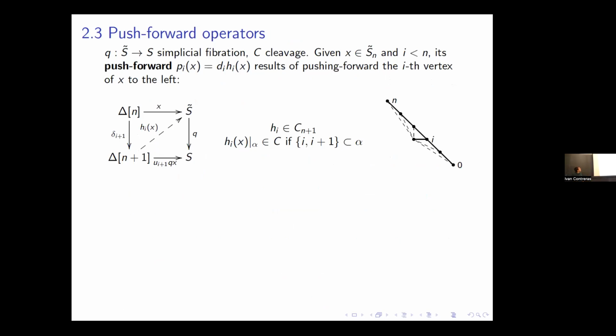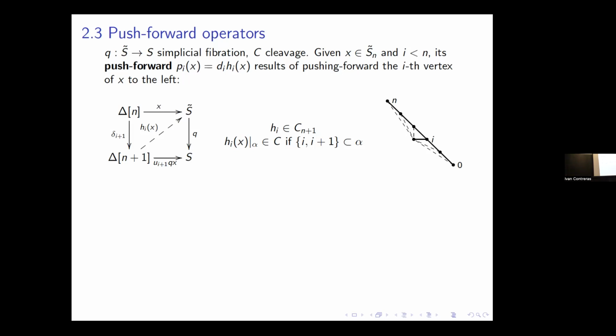So once we fix a higher cleavage, we can define these push-forward operators. Here it is explained in detail, but I will tell you here with this picture. You have a simplex with vertices 0, 1, ..., i, ..., n, and I want to do an elementary push forward of this simplex that lives on the total simplicial object. I will pick this vertex and push it forward one unit. That means that this edge is going to be the horizontal lift using the cleavage of the corresponding edge on the base, on the projection.